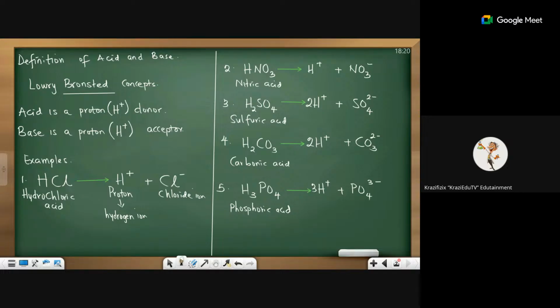Okay, so we have that. Let's look at an example of a base. Just look at one or two. So a base will accept. Example is ammonia. This is ammonia. So ammonia will accept what? You see, we are adding that to it. Now, what will it become? We are adding a proton. So ammonia is saying, oh, I can take a proton.